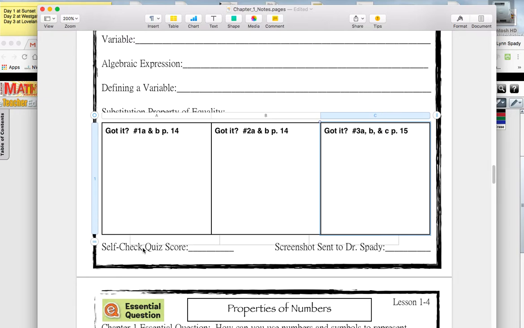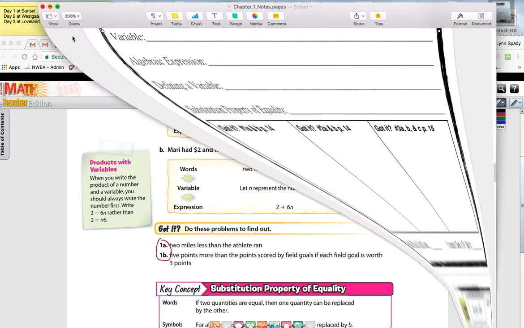Don't forget that you always have a self-check quiz to take. Those are 5 questions to make sure that you understand the gist of the lesson, and then always send a screenshot to me so I can mark that down as completed.